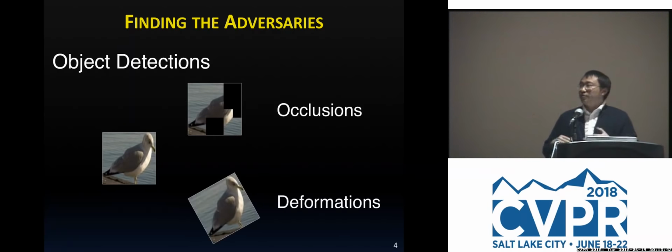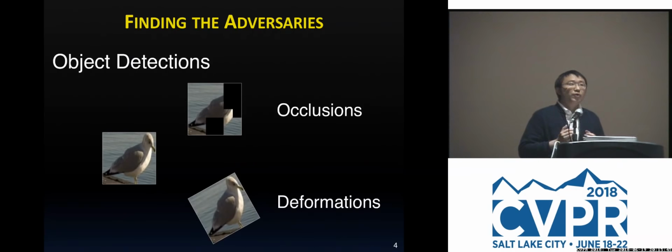The other adversarial task for object detection would be deformations. You can train a network to rotate or perform deformations on these images to make the detection hard.